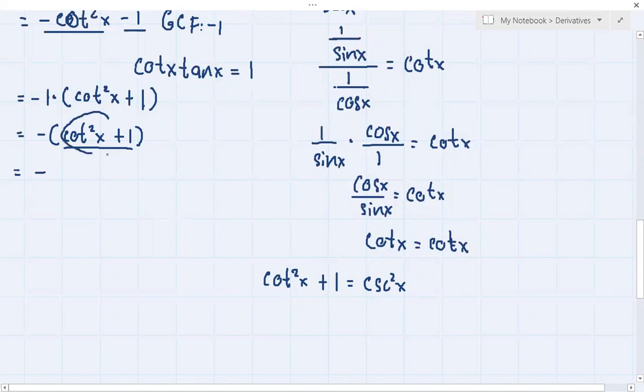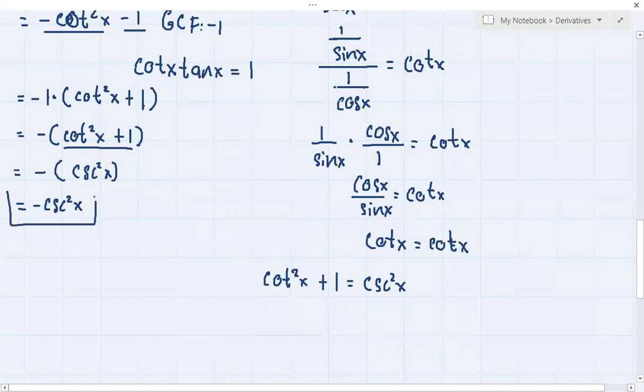Therefore, we can substitute this one as cosecant squared of x. So magiging negative times quantity cosecant squared of x. So we have negative cosecant squared of x. Yan yung magiging final sagot niya. O, diba? See? That's it.